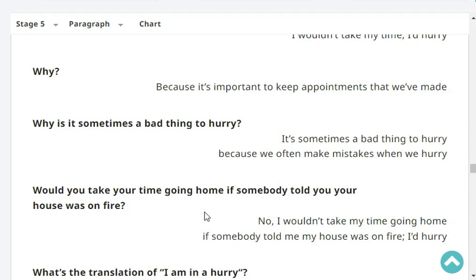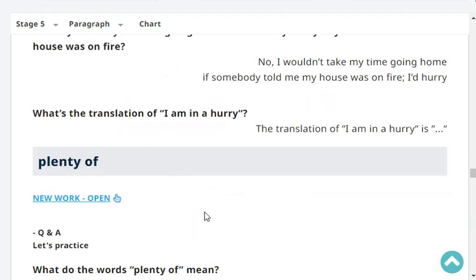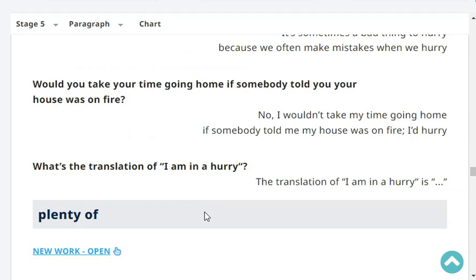Why is it sometimes a bad thing to hurry? It's sometimes a bad thing to hurry because we often make mistakes when we hurry. Very good. Would you take your time going home if somebody told you your house was on fire?